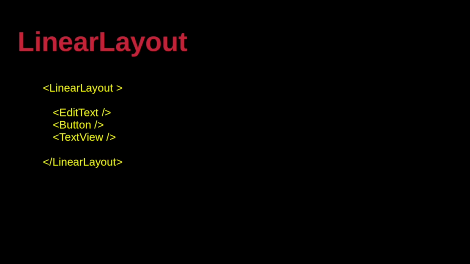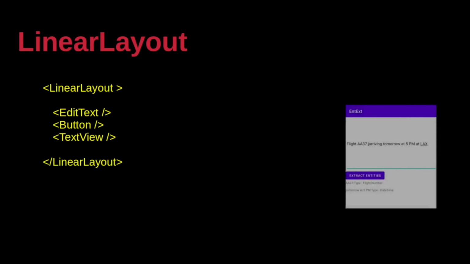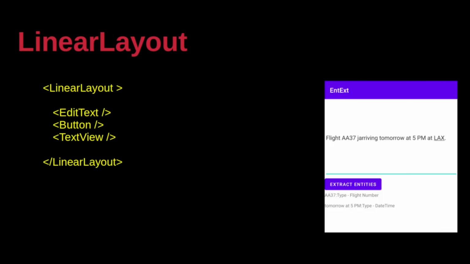Linear layout is a vertical grid in this example. The three cells stacked vertically are edit text for text input, button to initiate input processing, and text view to summarize the output on one line for each extracted entity.